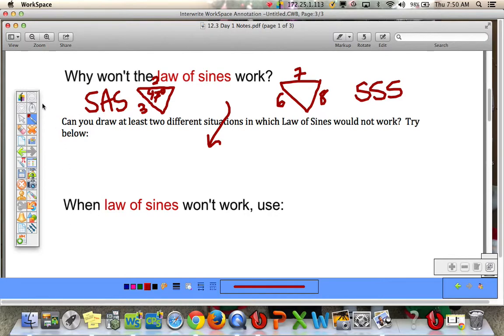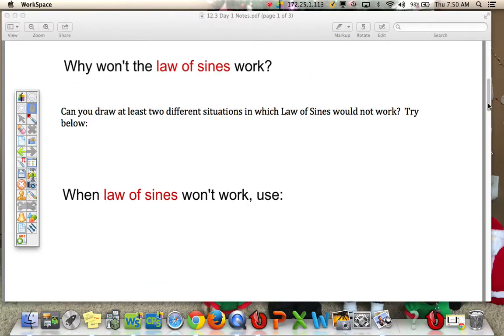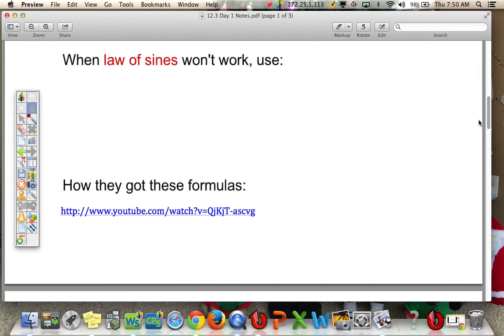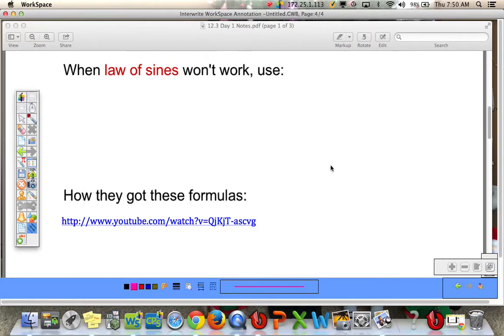All right, when law of sines doesn't work, we use something called law of cosines. I'm going to give you the formulas, and then we're going to watch a video on how they got the formulas. So let's start by drawing a triangle. I'm labeling it. Let's use red. Okay, so let's say that this is my triangle right here. And let's call this ABC.